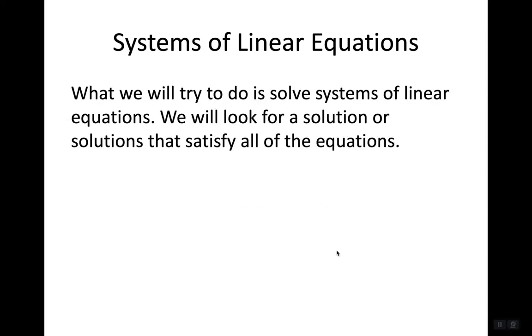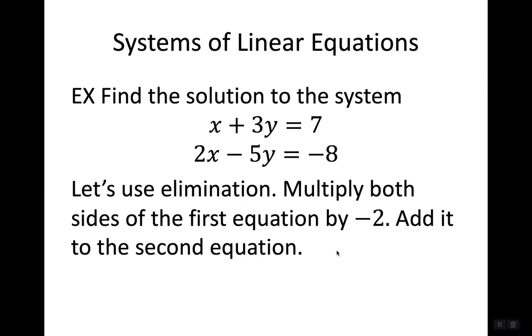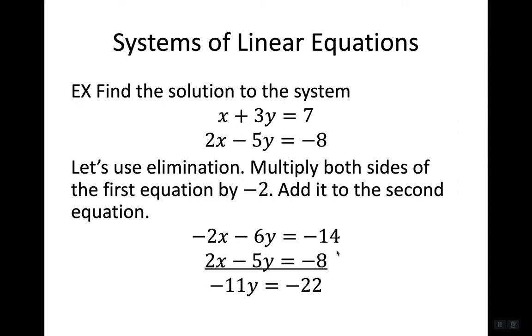What we will try to do is solve systems of linear equations. We will look for a solution or solutions that satisfy all of the equations. For example, find the solution of this system, x plus 3y equals 7, 2x minus 5y equals negative 8. Let's use elimination. Multiply both sides of the first equation by negative 2 and add it to the second equation. Here's why we do that.